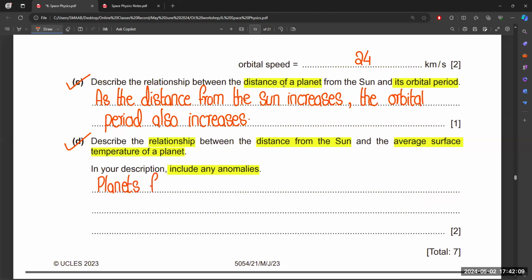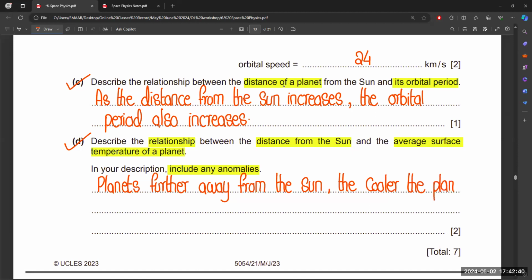Planets further away from the sun are cooler.